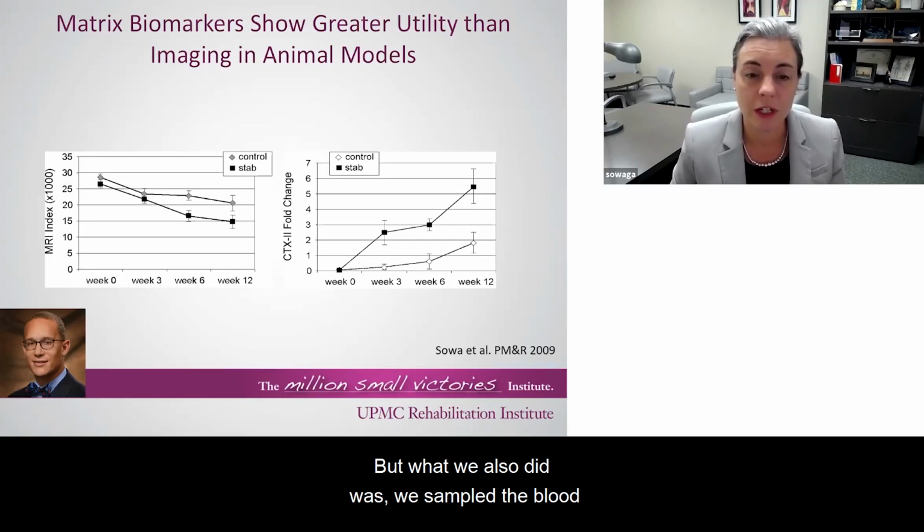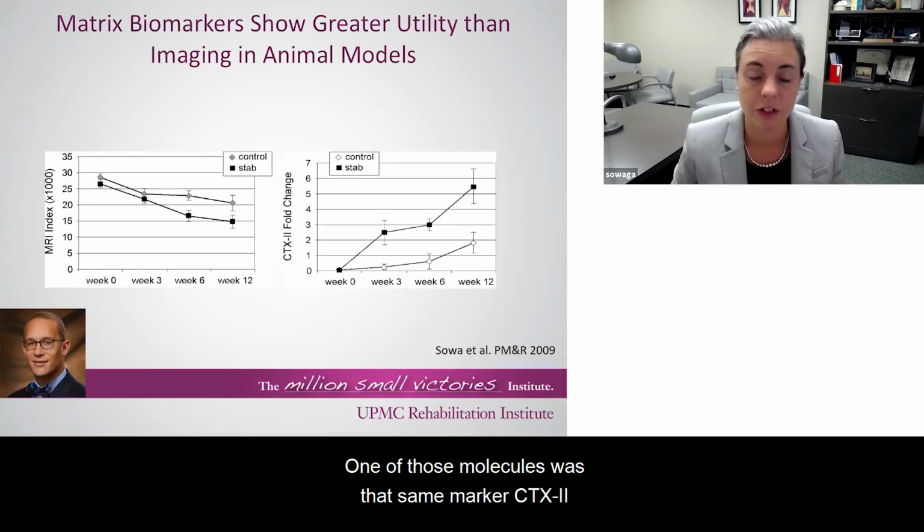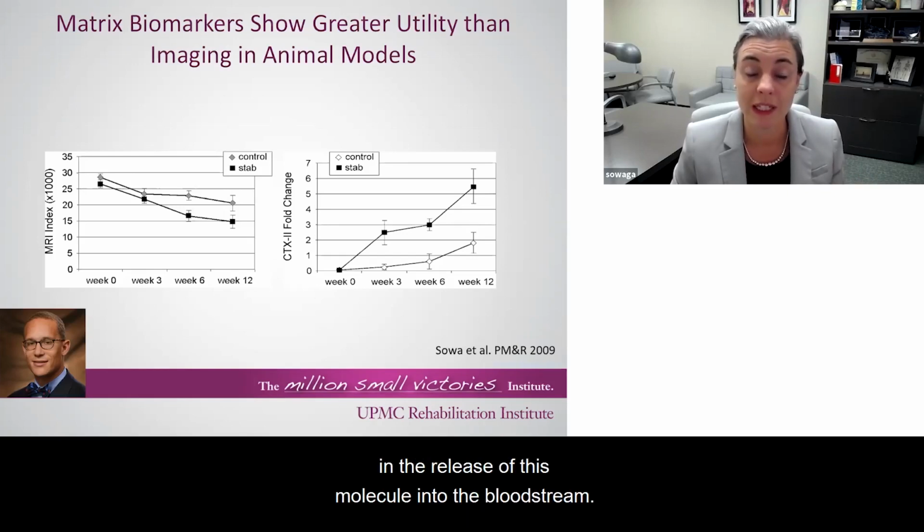But what we also did was we sampled the blood of these animals over time, and we measured it for a number of different biomolecules. One of those molecules was that same marker, CTX2, which is a marker of collagen II breakdown. And what we were able to demonstrate is that not only was there a more significant difference between the injured animals and the uninjured animals in the release of this molecule into the bloodstream, but it changed even earlier, as early as 3 weeks, even earlier than the imaging findings suggested.